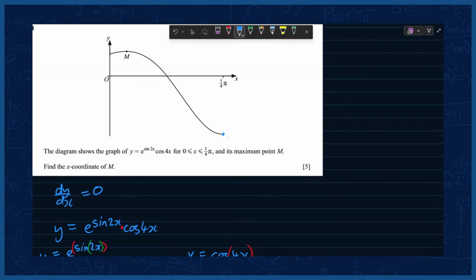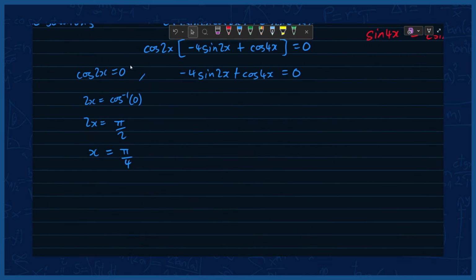Because remember, when you set dy/dx to 0, you're just solving for stationary points. So it can either be a minimum point or a maximum point. But we found the minimum point. What we want is the maximum point, so this can't be our answer. So we have to try this equation here.